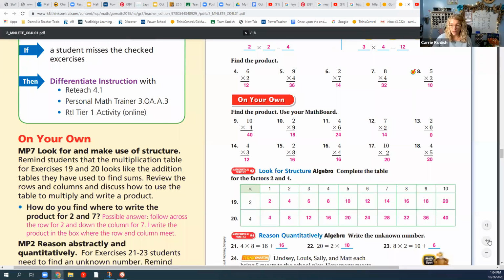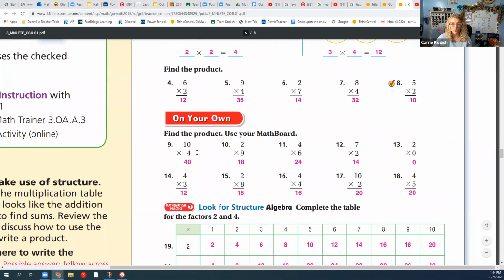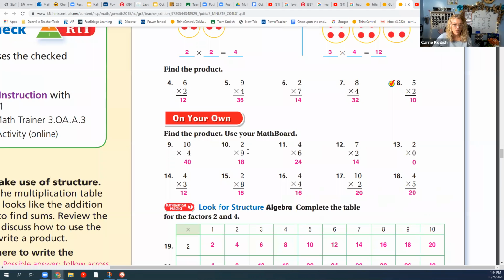I'm going to show you the answers, and then you can check your answers too. We'll go through. 9 is 40. Number 10 is 18. Number 11 is 24. Number 12 is 14. Number 13, oh, there's that 0 property. Of course, it's 0.